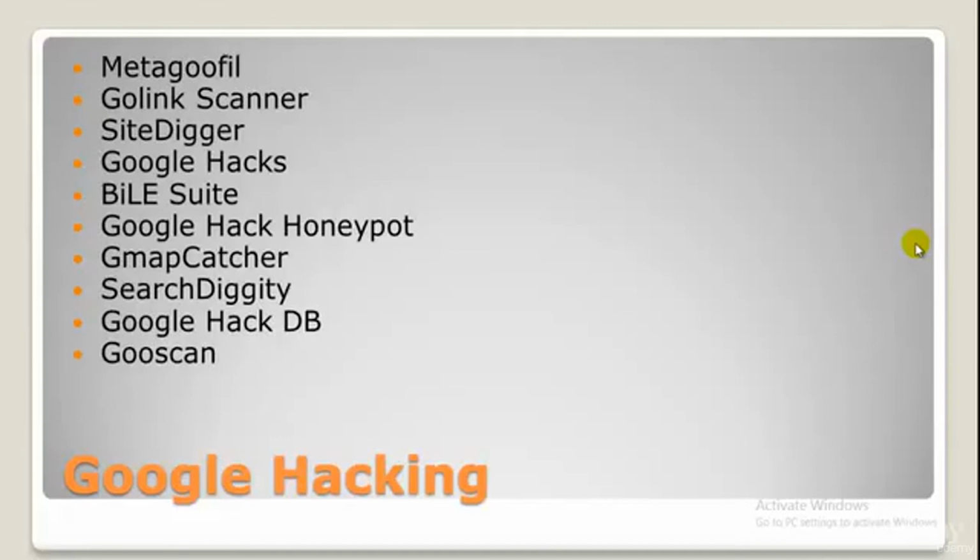Then we have Google Hack Honeypot, which is the reaction to a new type of malicious web traffic, and it is a search engine for hackers. You can check it at ghh.sourceforge.net. GHH implements the honeypot theory to provide additional security to your web presence. We have Gmapcatcher, SearchDiggity, Google Hacking Database, as I showed you, and finally GooScan. GooScan is a tool that automates queries against Google search appliances, and these queries are designed to find potential vulnerabilities on your websites. So that would be it for this tutorial.